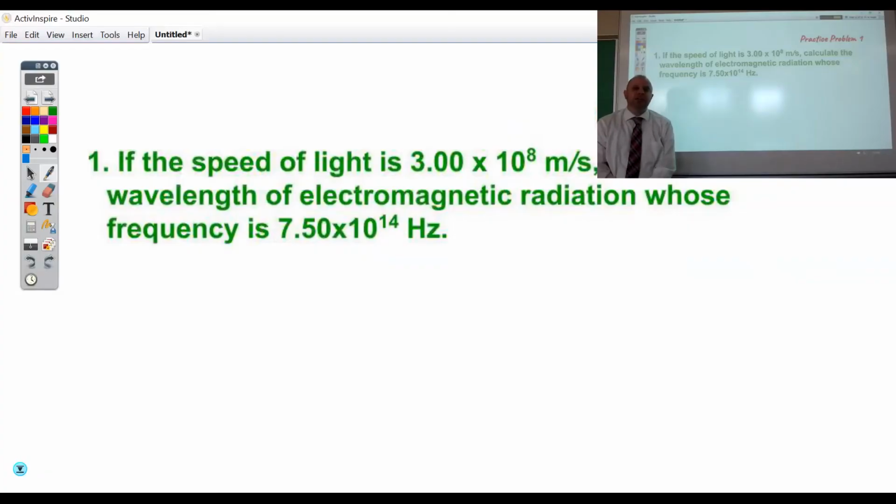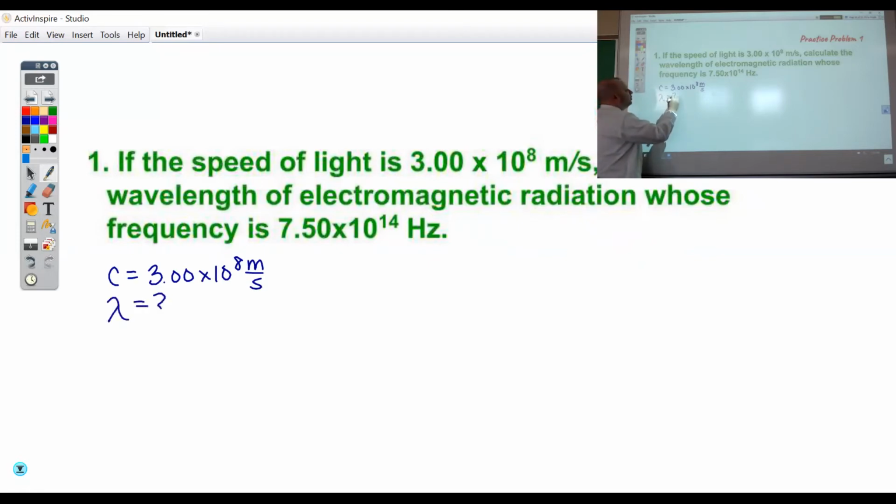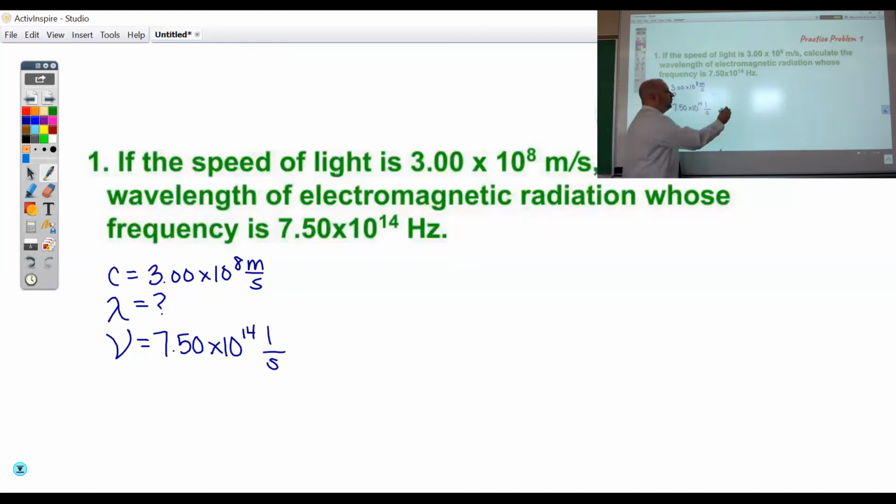We will now look at several example problems that show us how to use each of these three equations. The first one: if the speed of light, so remember, speed of light is c, 3.00 times 10 to the 8th meters per second, calculate the wavelength of electromagnetic radiation whose frequency is 7.50 times 10 to the 14th hertz. So we are looking to calculate wavelength, and we're given the frequency. But remember, hertz is really 1/seconds. We're going to use the following equation.